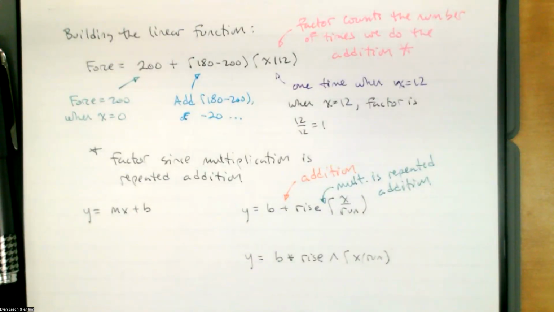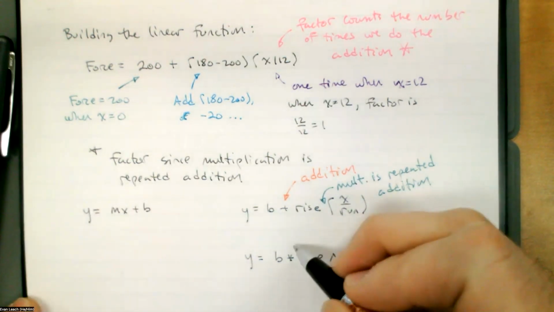So there's the operation of addition. How many times do you want to add the rise? I want to do that operation x over the run times. X over the run is counting the number of times we add the rise.